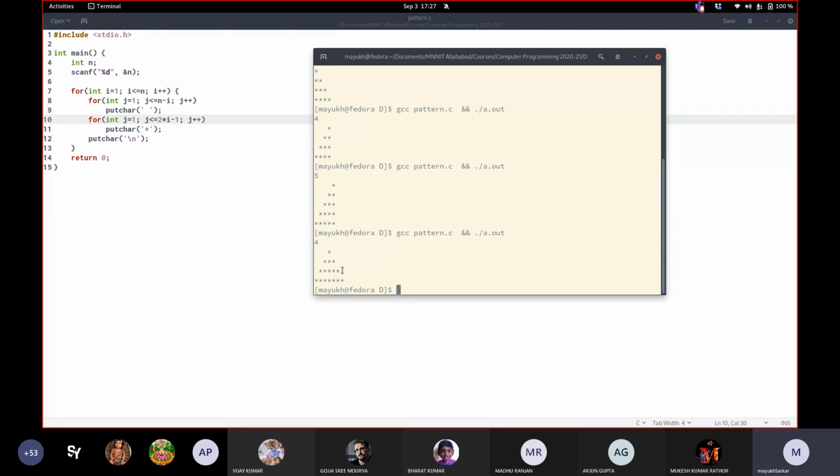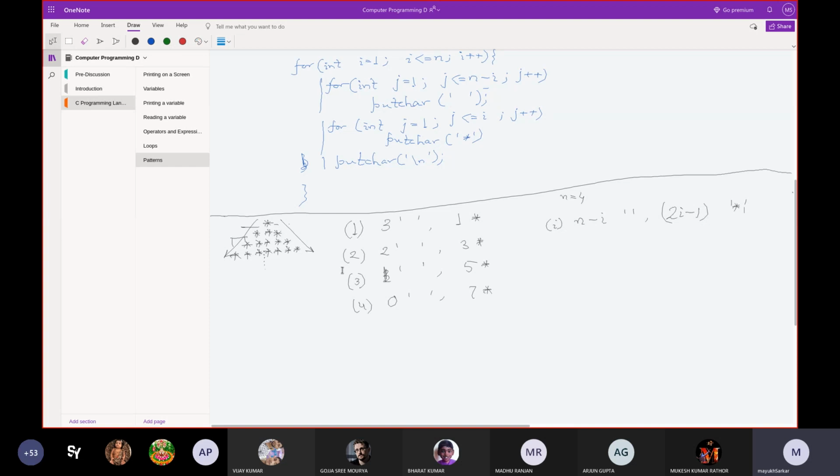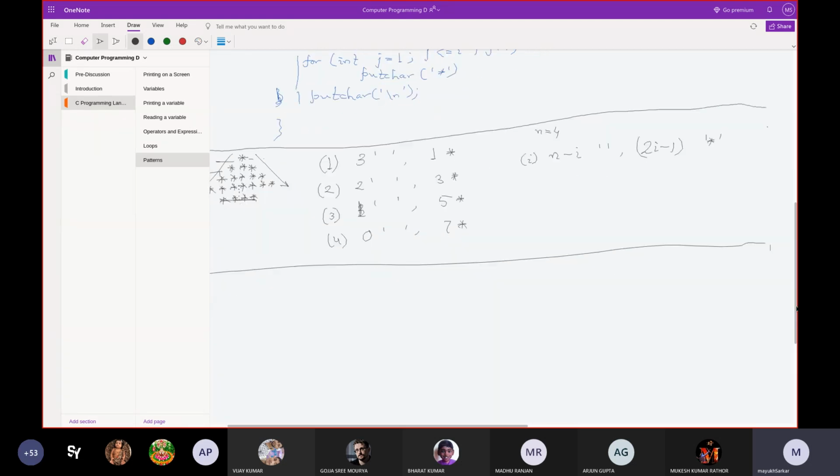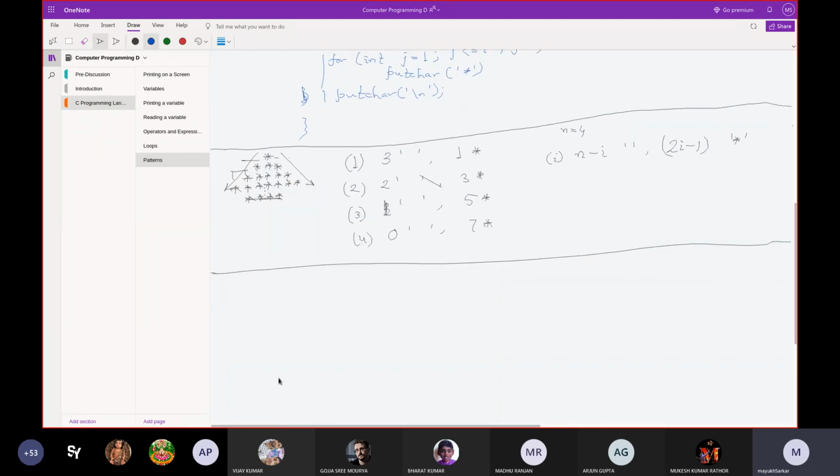Any query till now? Now let me make it more complex step by step. Suppose the user gives n equal to 4. It will increase up to the 4th row, then it will decrease continuously. Okay, let me write another one rather, in a separate color.